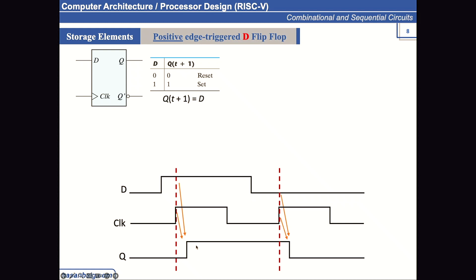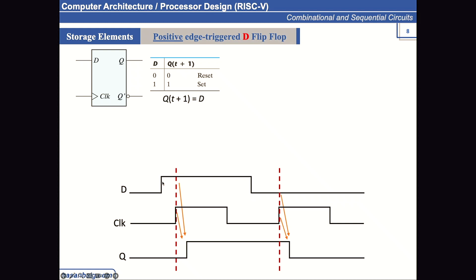Get it? Similarly, the D value is changed here at this instant of time, but this input change is not reflected at the output instantly. It waits for the next positive edge of the clock to come in and then reflects the change in the input at the output. Okay? Are you following? Do you want me to repeat? Feel free to.